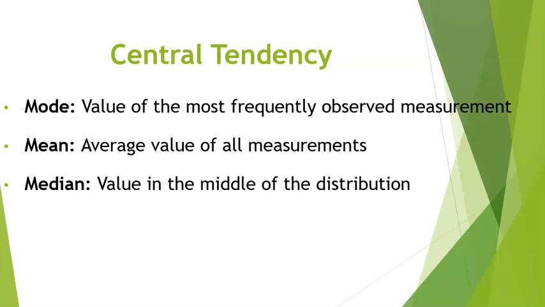The most commonly used central tendency would be the mean. The mean is really just the fancy word for average. So what is the average measurement of all the data? And then the third one is median. Median is what is in the middle of the distribution if you line it up. If you line up all your data from 1 to 100, or whatever your minimum to maximum value, whatever ends up being in the very middle, that would be your median.